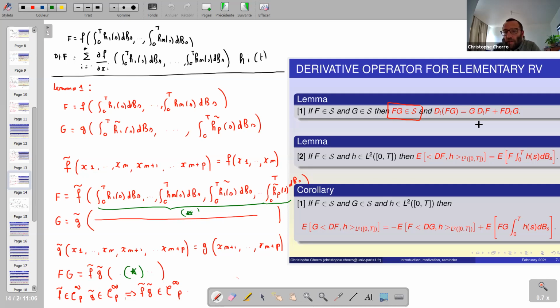That is, the derivative of a product fulfills the good formula, u'v plus uv'. Okay, so I have this.